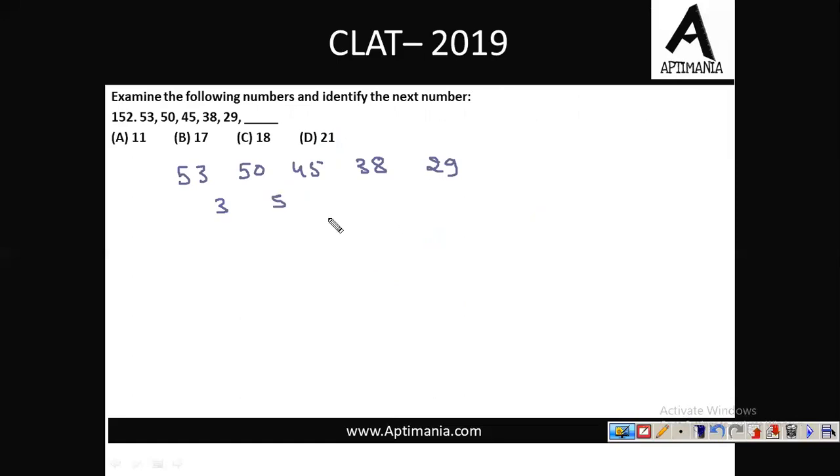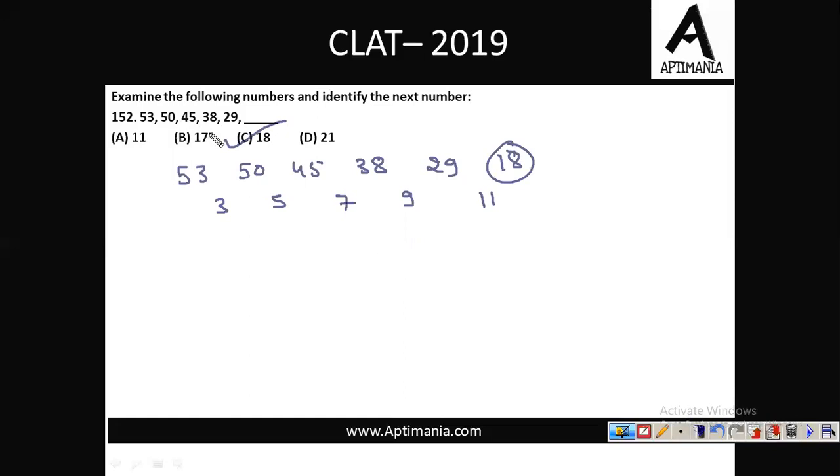The difference increases, becomes of how much? 7. Now here the difference is of how much? 9. So the difference is increasing and the difference is of odd numbers only. So the next odd number will be 11. So if we subtract 11 from 29, our answer should be 18. So the correct answer to this question is option C, that is 18.